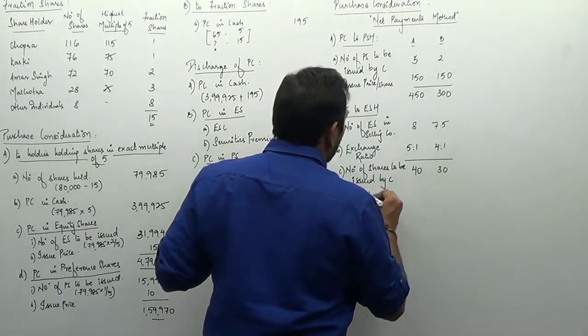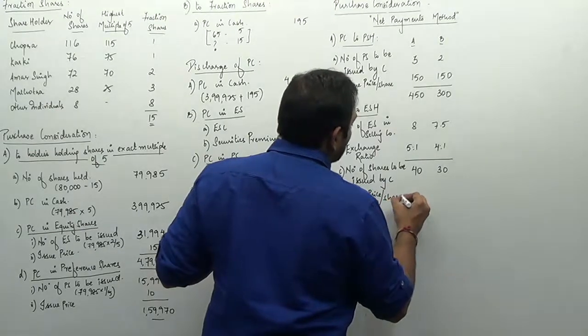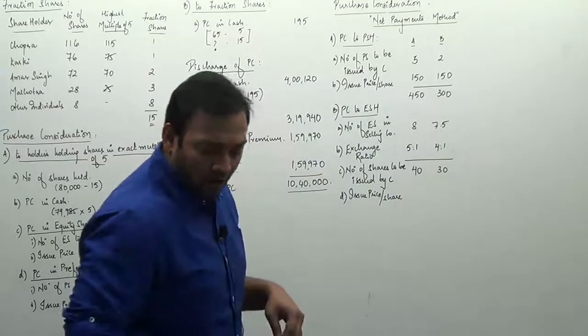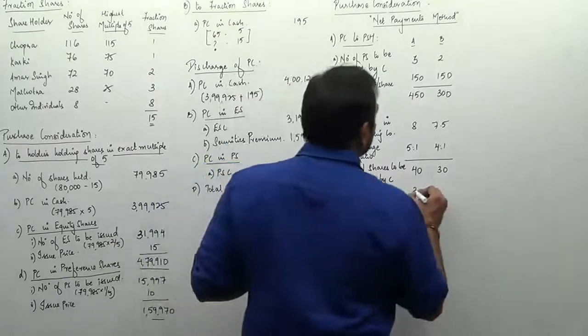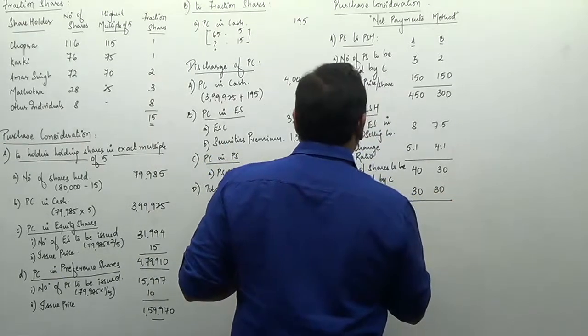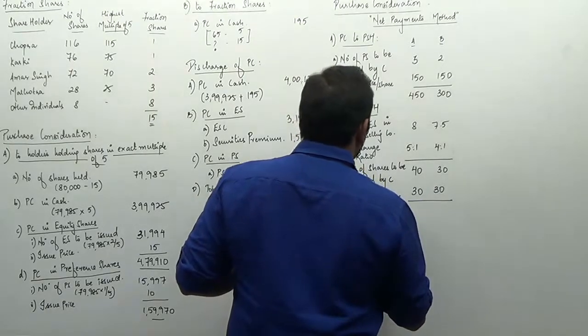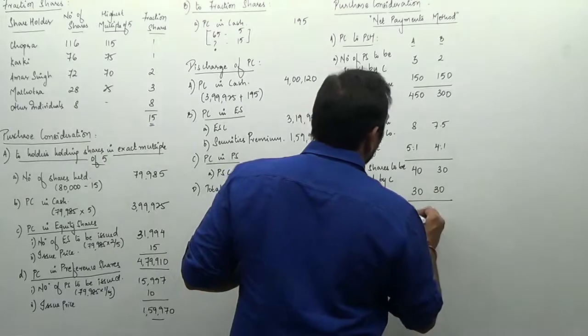Issue price per share, each equity share is issued at a price of 30 rupees. Strike. My PC to equity shareholders is 1200 and 900.